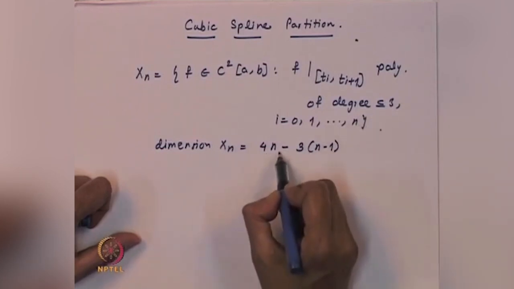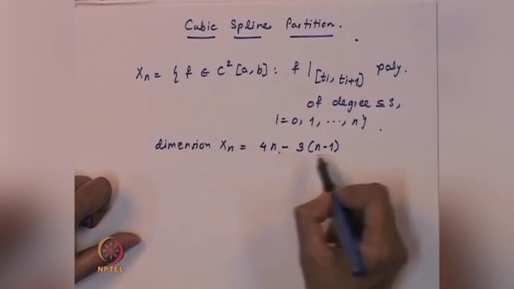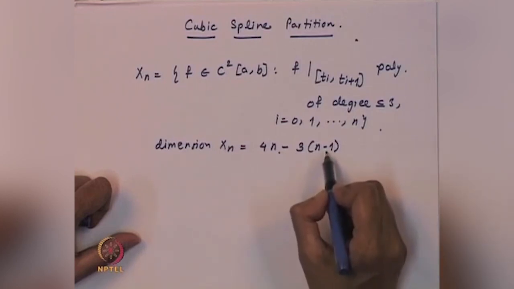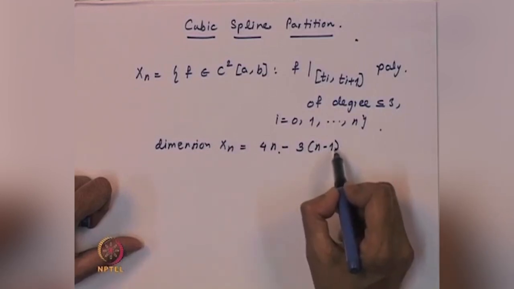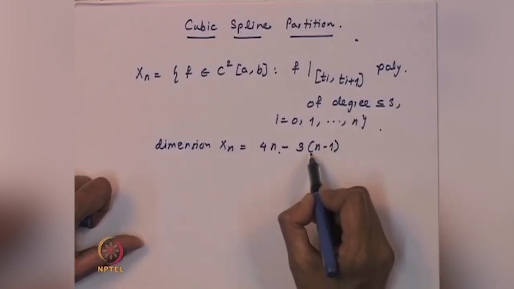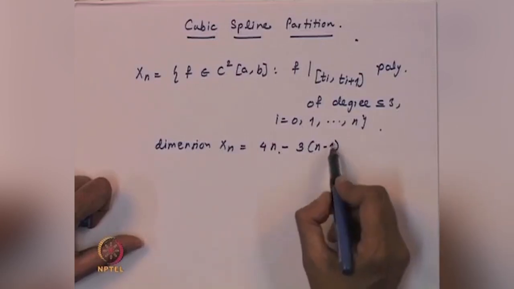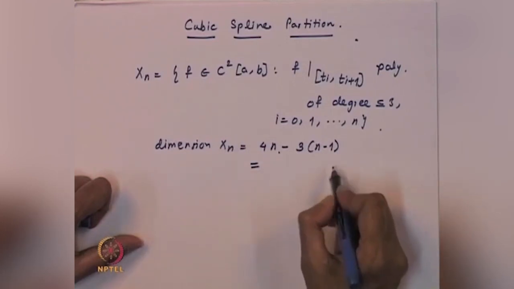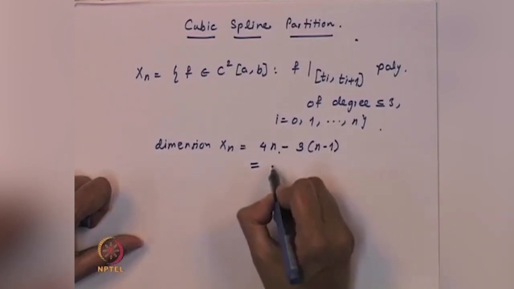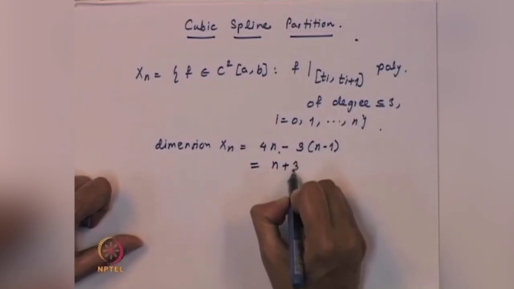So, that is why 4 n degrees of freedom, and then at the interior partition points t 1, t 2, up to t n minus 1, we want the function to be 2 times differentiable. So, that is why you have minus 3 into n minus 1. So, then that is going to be equal to n plus 3.